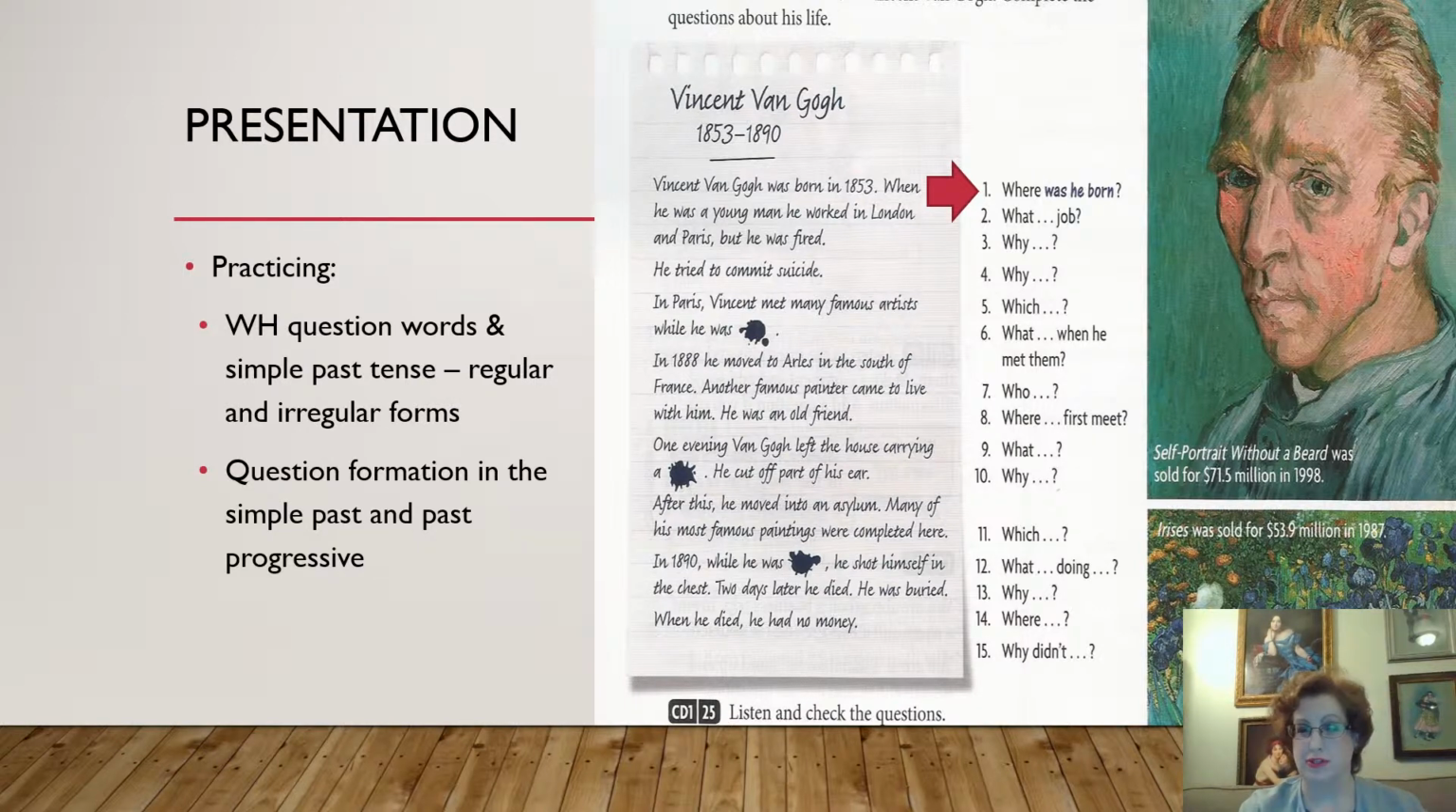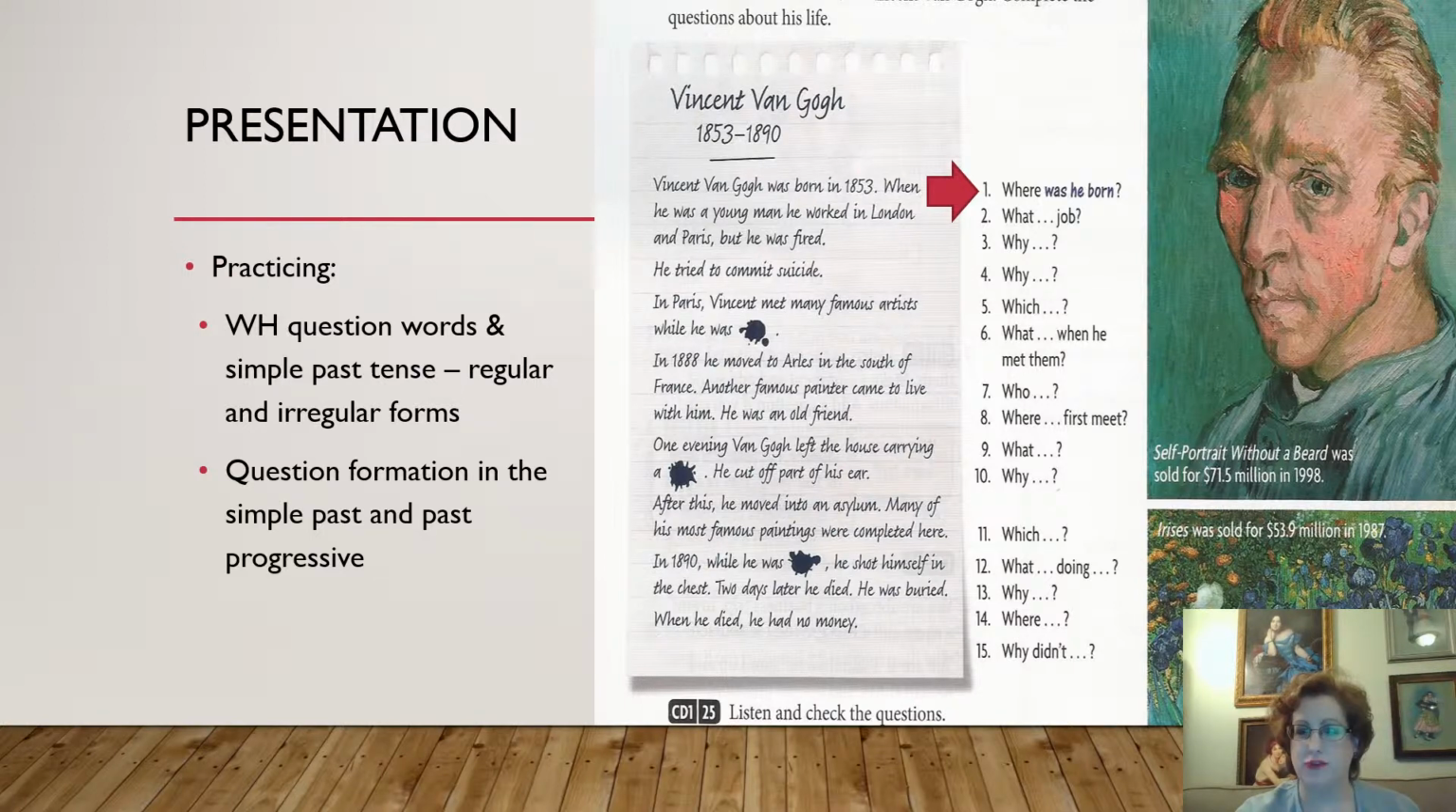Past progressive. No specific time period. And of course, he cut off part of his ear. Why? Why did he cut off part of his ear? After this, he moved into an asylum. Many of his most famous paintings were completed here. So the question is, which famous paintings or which paintings were completed there?